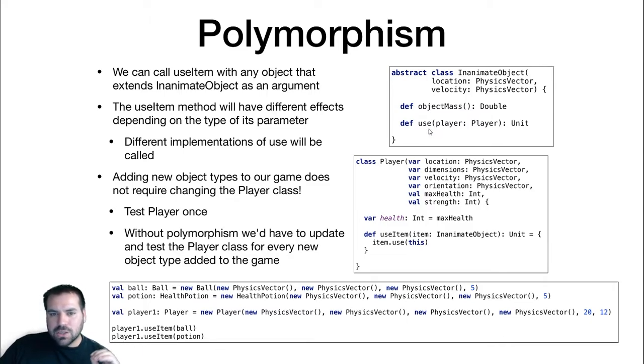be abstract. So once we know that everything that extends this thing has to implement a use method, we can take advantage of that and say, well, I have some inanimate object. I don't know what it is, but I know it has to have a use method that takes a player and returns unit. It has to, because that was part of the contract of the abstract class, that anything that extends it eventually has to implement this use method. And then it's up to the extending classes to decide what that method should do.